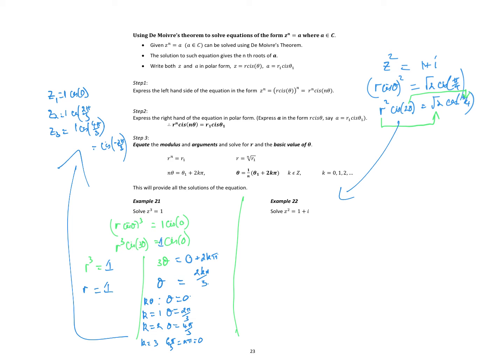We can continue off the example 22 from the top right hand side. I didn't realise that one was there. So if I pick it up from that bottom line, r squared cis 2 theta is equal to root 2 cis pi on 4. Again, that means r squared has to equal root 2 and 2 theta has to equal pi on 4 plus some 2k pi.